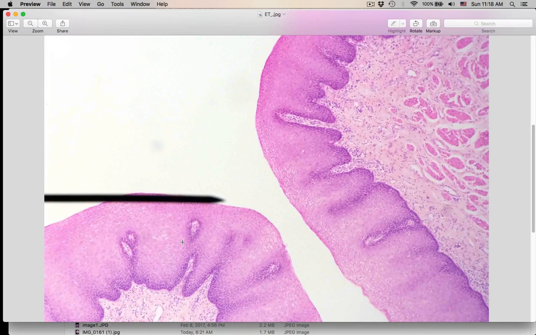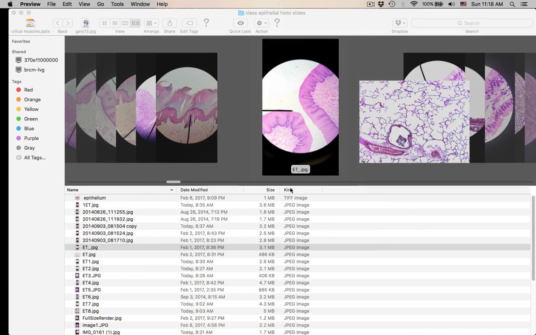So the second part of number 7. Where would you find this type of epithelial tissue in your body? You can just give me a general place, general theme of where you would find it. So that was number 7.